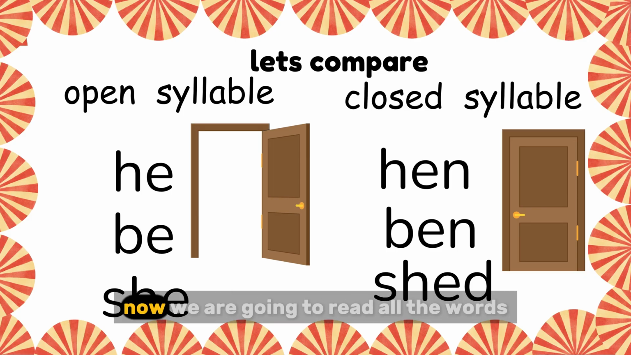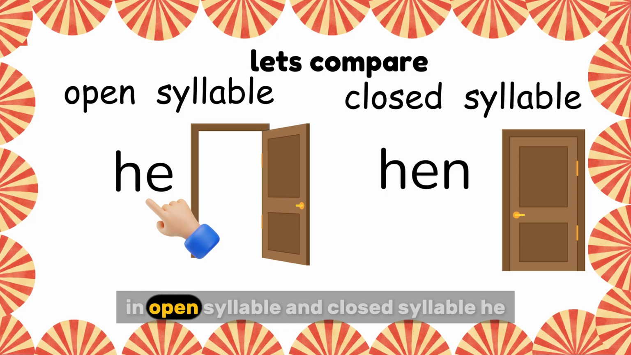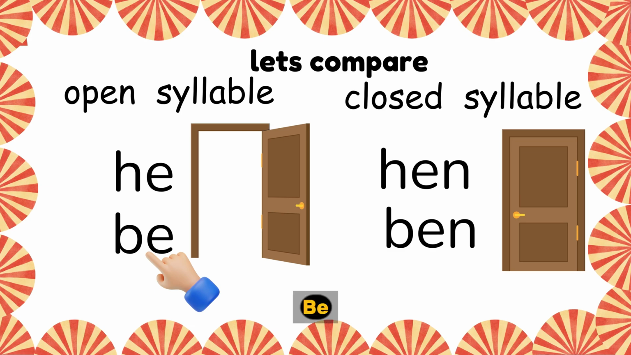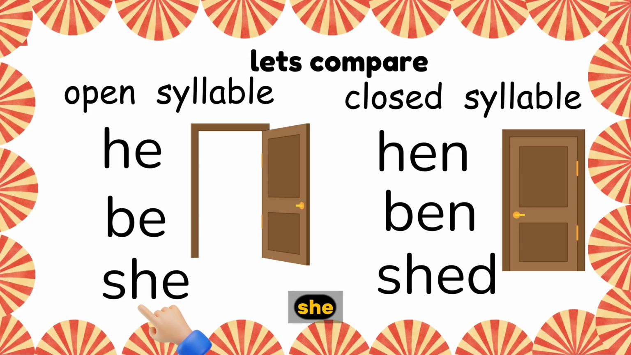Good job. So now we are going to read all the words in open syllable and closed syllable. He, hen, bee, ben, she, shed.